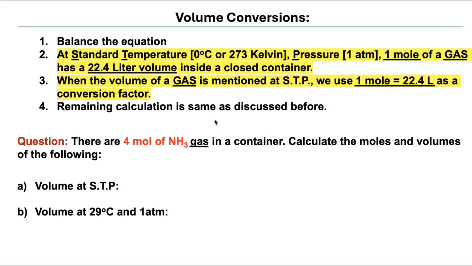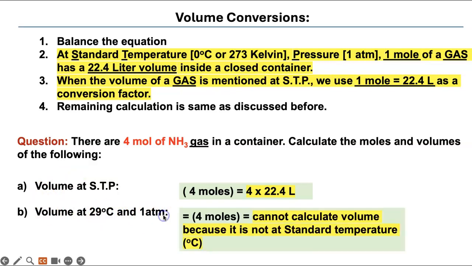So let's look at a problem. If there are 4 moles of NH3 gas, ammonia gas, in a container, calculate the following volumes. Volume at standard temperature and pressure: you know that if it's 1 mole, it's going to be 22.4 liters, so this will be 4 times that. And the volume at 29 centigrade and 1 atm, how will you do that? Yes, you can't calculate it because this is not standard temperature. Remember that in some problems I will give you the wrong temperature or the wrong pressure and ask you to calculate the volume, and then you just cannot.